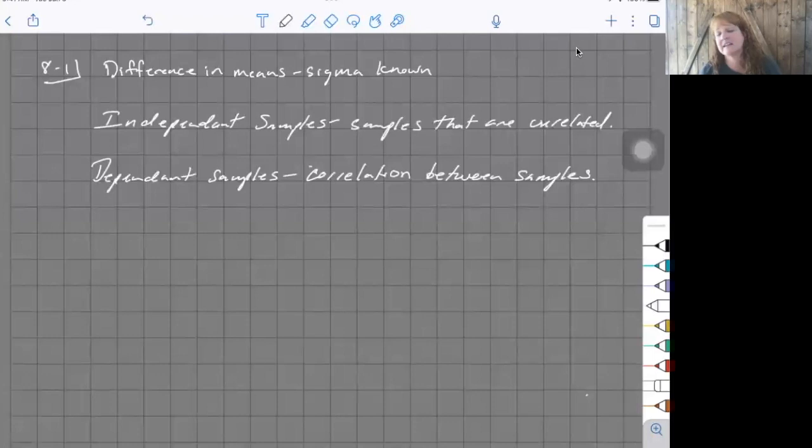So what we're looking at in 8.1 are independent samples. And what we're comparing is their means. So the two different sample means. All right, so let's jump to a problem.